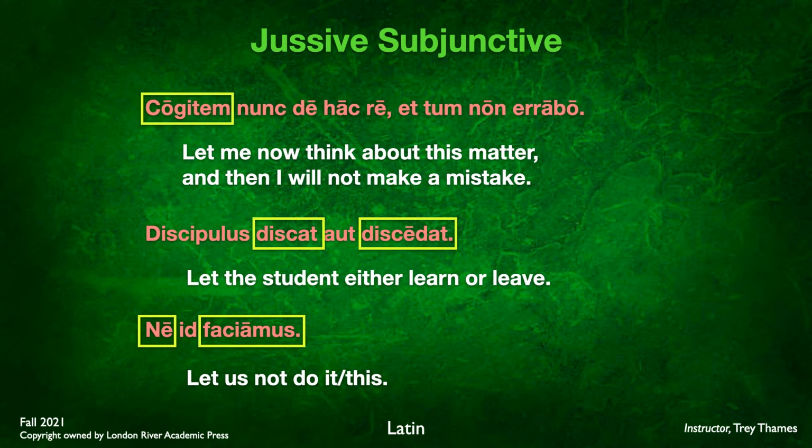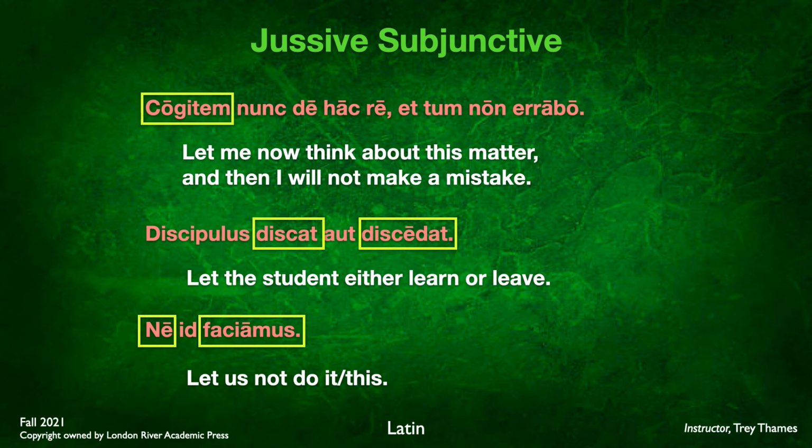Now, the key here is, of course, going to be vocabulary. Have you memorized your vocabulary to the point where you recognize a verb being first, second, third, fourth, or third IO conjugation? If not, this is going to be difficult for you. And so you need to go back and really hit the vocab and make sure you've got this nailed down.